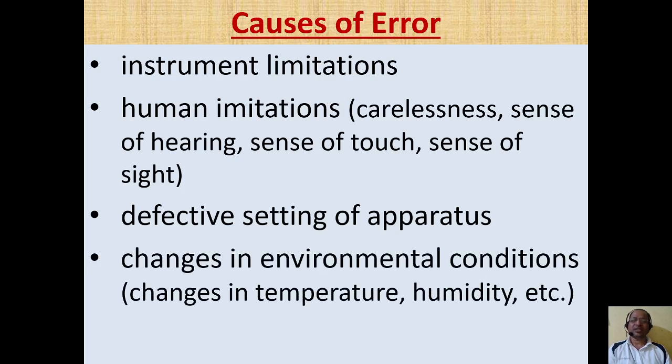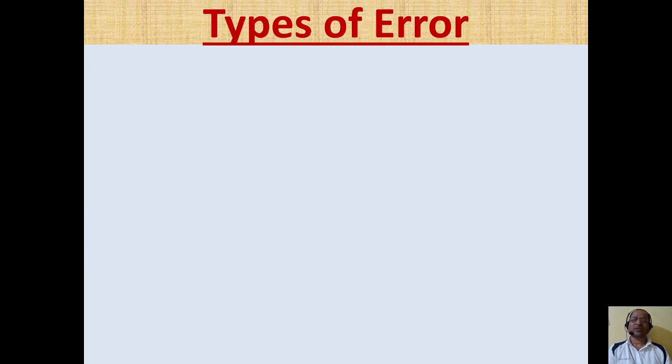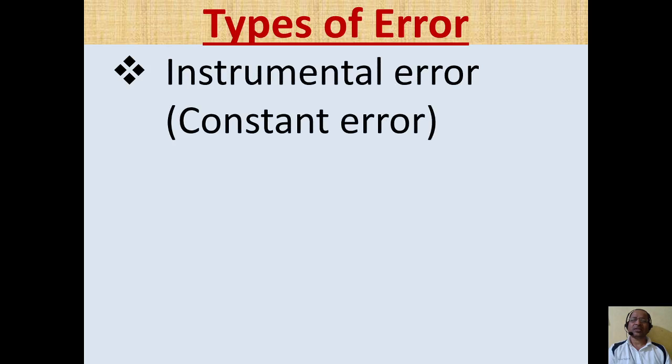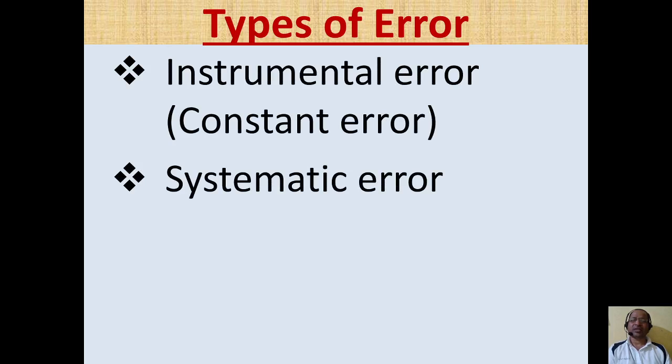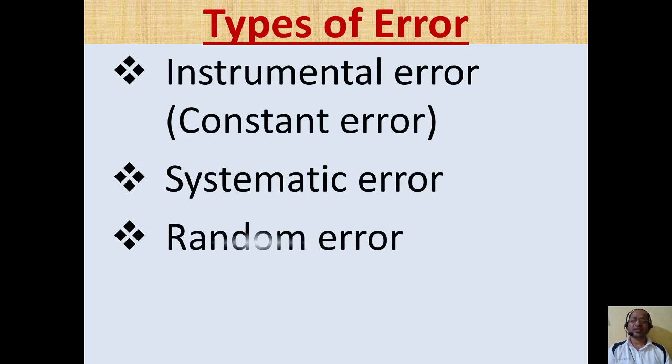Even if all the things are proper, if there are changes in temperature, humidity, that is, changes in the experimental condition or environmental condition, then because of this also error occurs in the measurement. So depending upon the various causes of error, we have three types of error. The first one is called instrumental error, which is also called constant error. The second one is systematic error, and the third one is called random error.